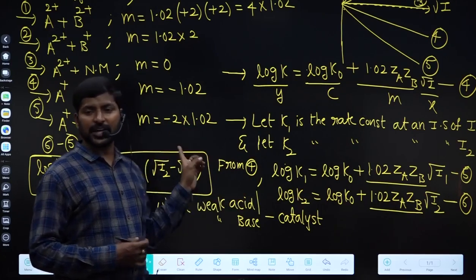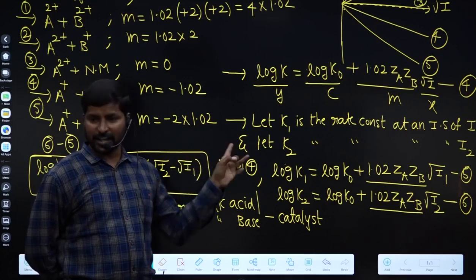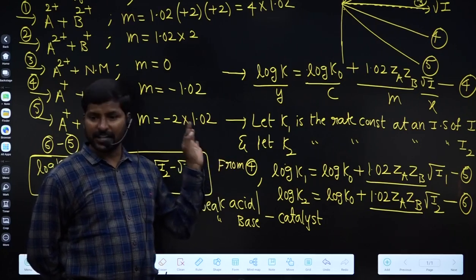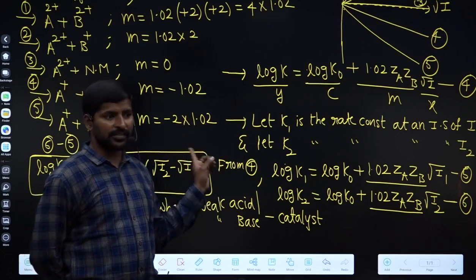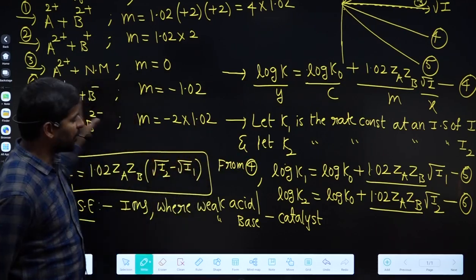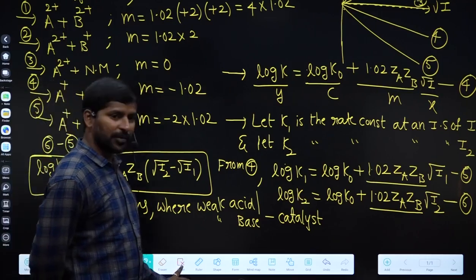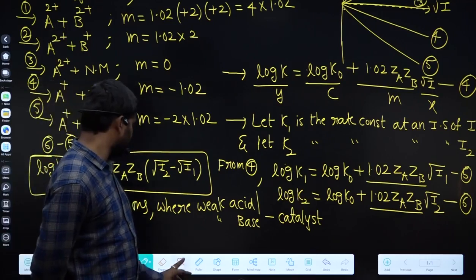So why does the rate of reaction change? Whenever ions are involved, due to formation of ionic atmosphere, due to ion-ion interactions, activities of ions change, then the rate of reaction also changes. So this is about salt effect. What are the points you have to remember on salt effect?